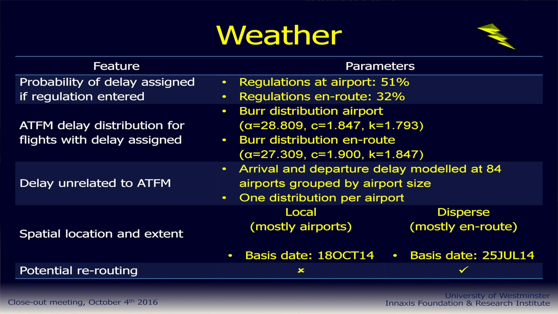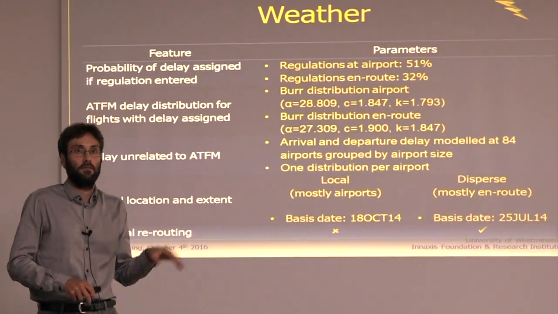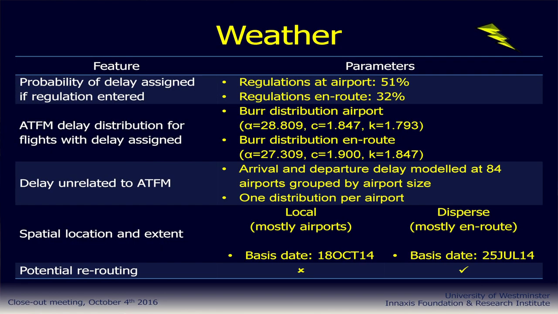For weather, we have, again, air traffic flow management regulation due to weather, and we have two different types: the airport and the airspace at that airport. So we have different probabilities for both, but we also have to consider delay that is not related to air traffic flow management, because if we have bad weather, maybe there are no regulations, but there is still delay because the system is not performing as it should. That has also been captured and modeled within the system.